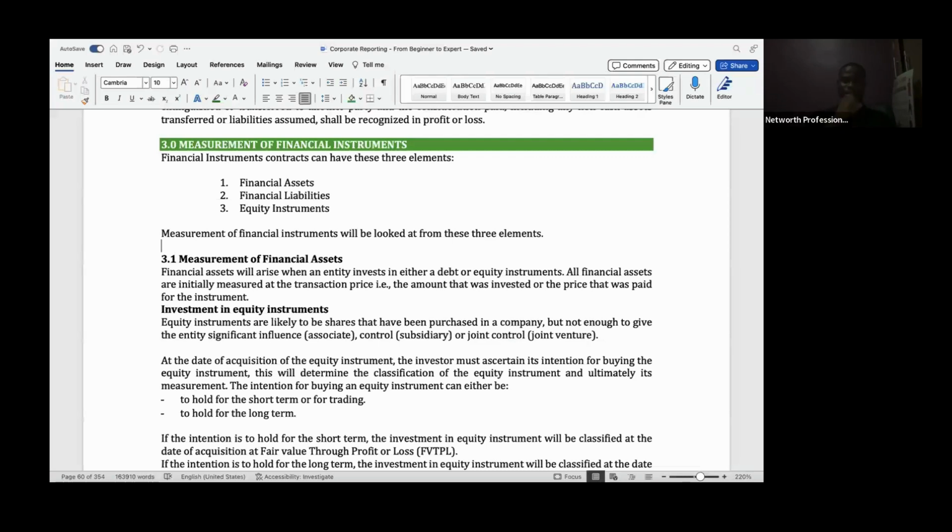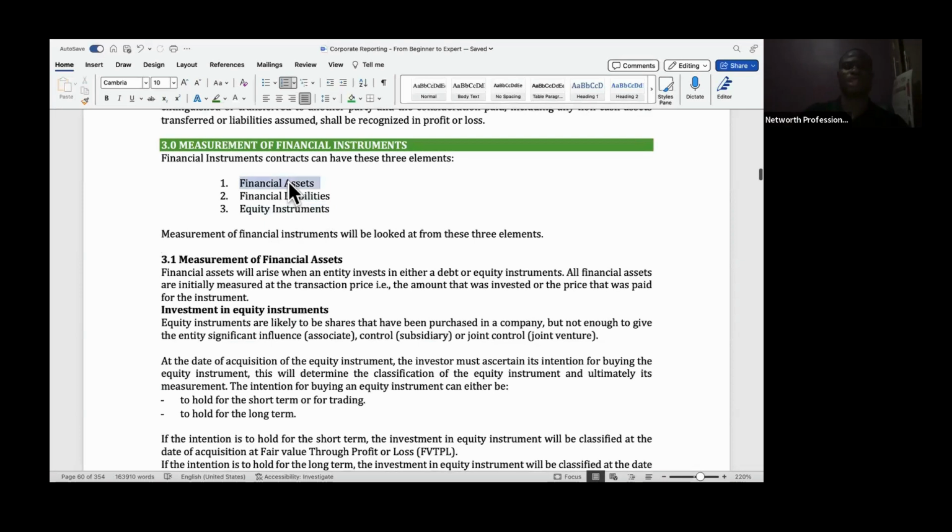If it happens that when you're trying to raise more money, you issue those shares above their nominal value, any amount above the nominal price of those shares is recognized and measured in your share premium account. And that is it for equity instrument. So I don't see an ICAN exam asking you that, but these are basic things you need to know around share capital measurement.